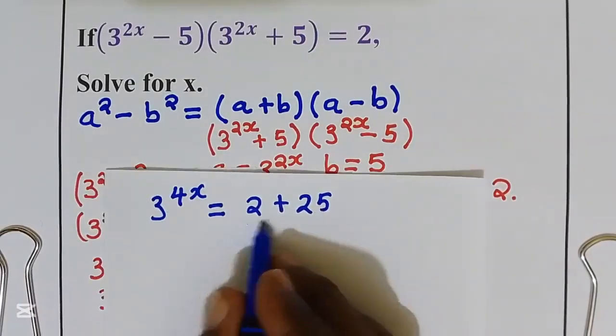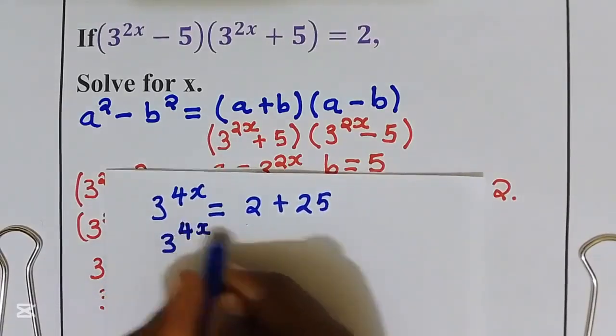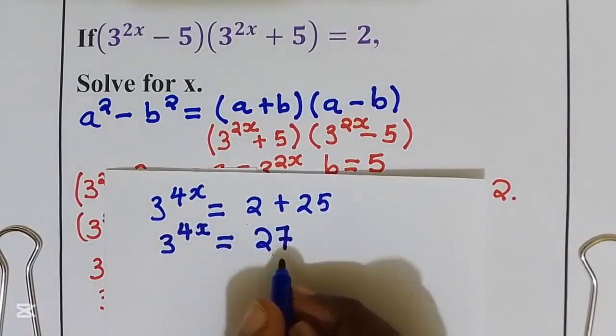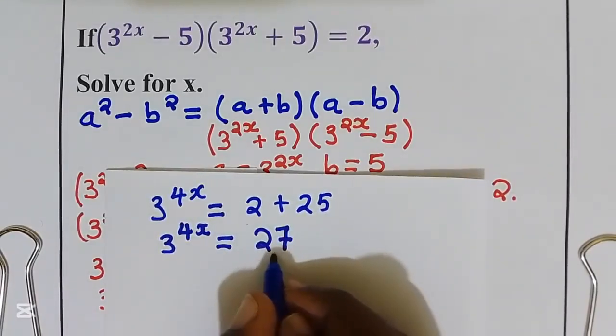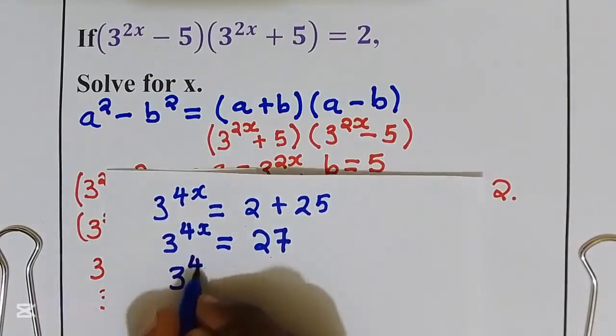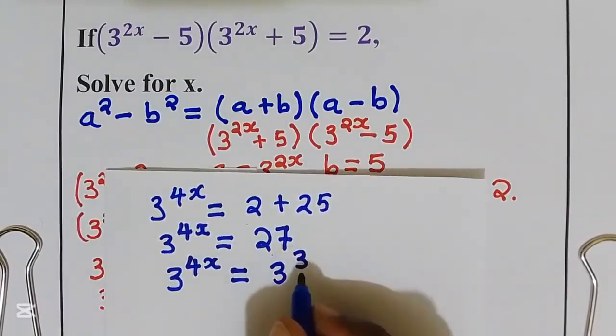Let us add up. We're going to get 3 power 4x equal to 27. Let's write 27 in power form. That is going to be 3 power 4x equal to 3 power 3.